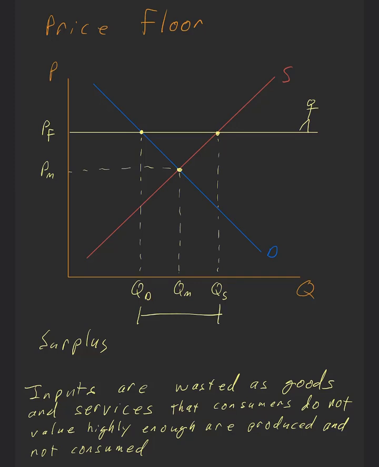Okay, so this is important though because this has a correlated but sort of very interesting idea here, which is not just that consumers would benefit from more of these things being produced. Now we have the opposite problem. Inputs are wasted as goods and services that consumers do not want, they're not highly valued enough, are produced, and therefore not consumed.